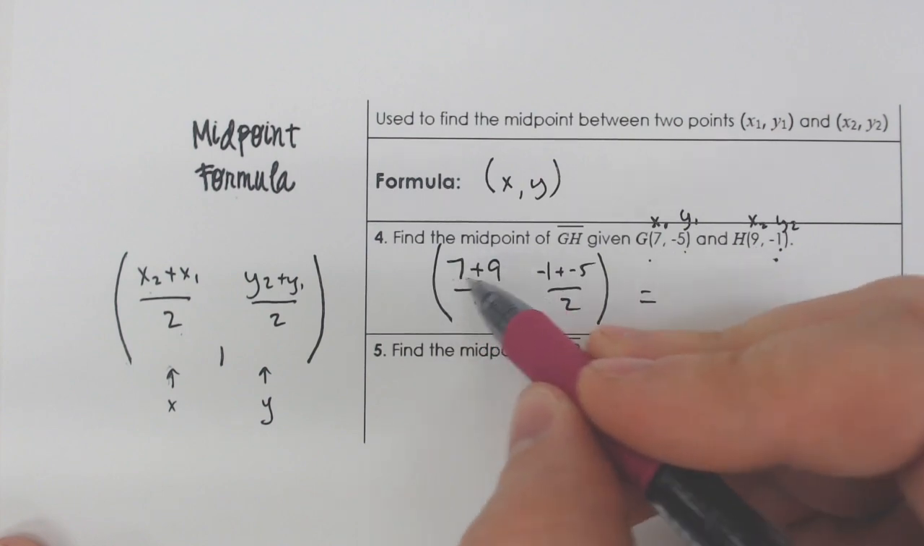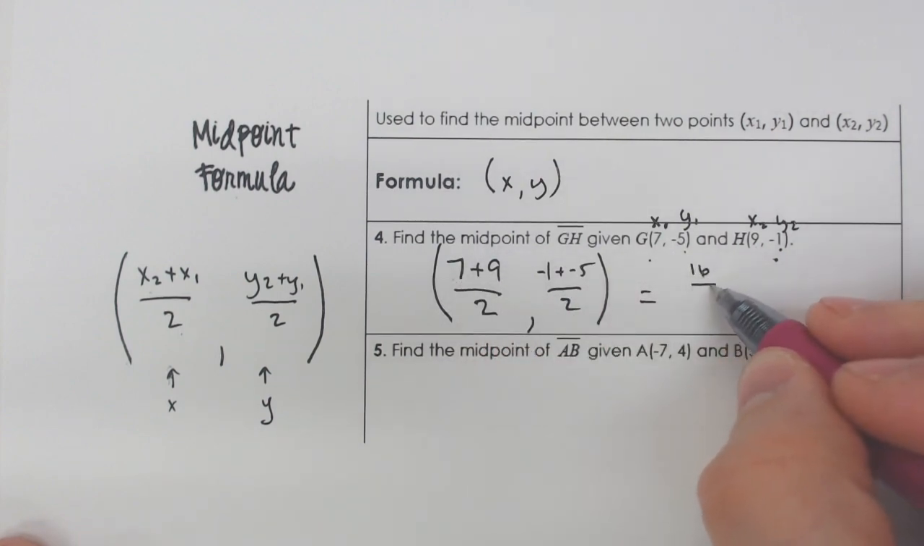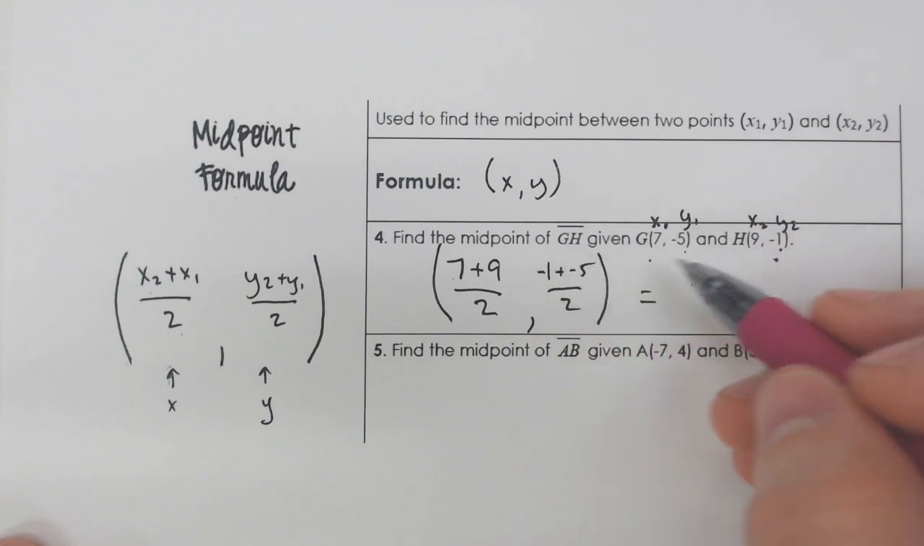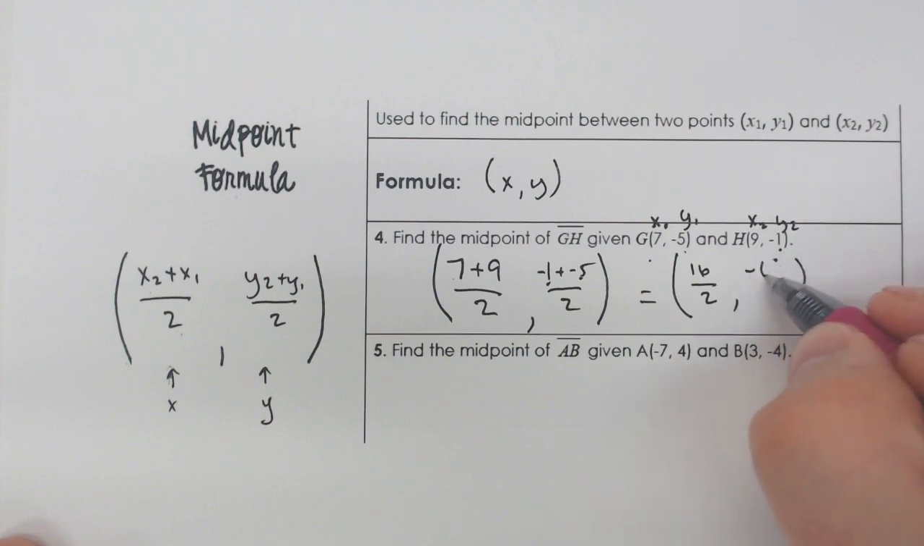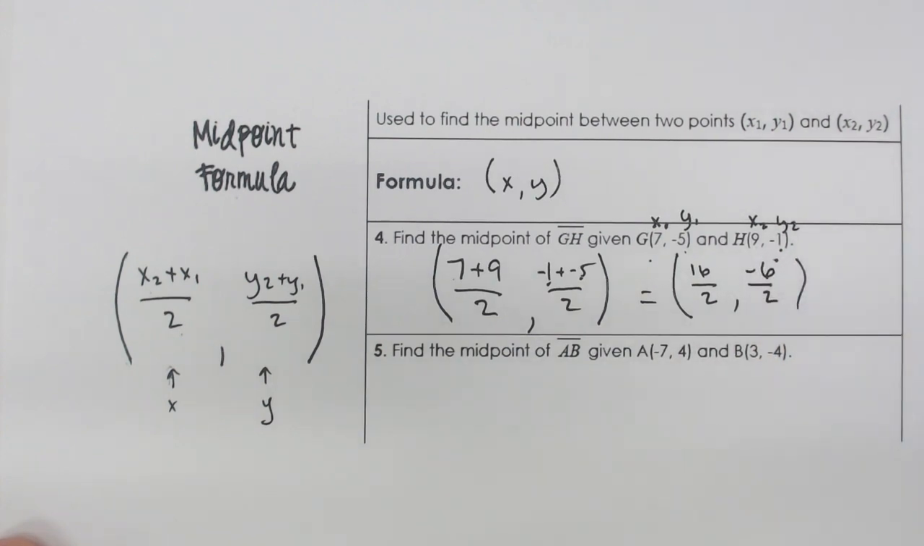9 plus 7 is 16, right? So we have 16 divided by 2. And we would have -1 plus -5 for the y part. Well, that's -6 divided by 2. 16 divided by 2 is 8. -6 divided by 2 is -3.